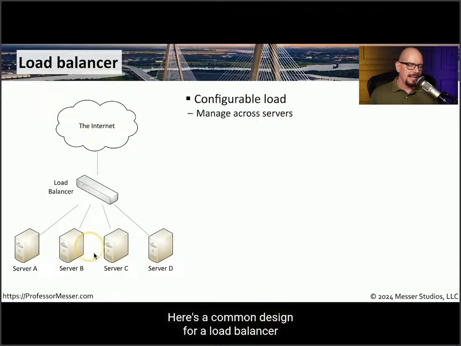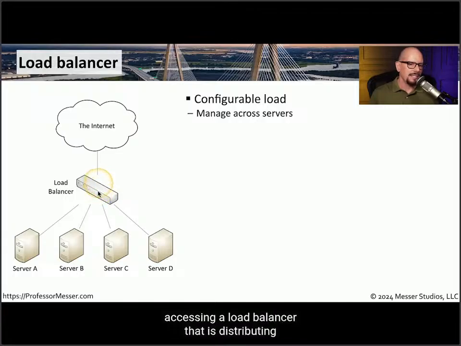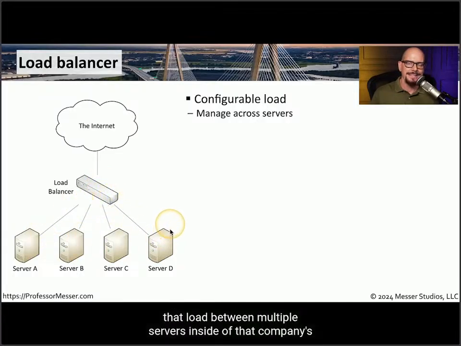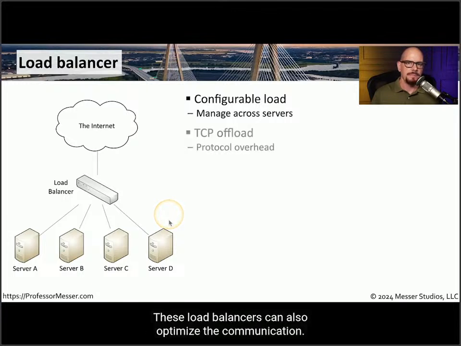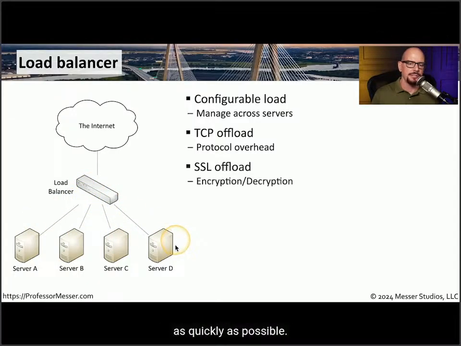Here's a common design for a load balancer where users on the internet would be accessing a service at a location. From the end user's perspective, they're accessing a single server, but they're really accessing a load balancer that is distributing that load between multiple servers inside of that company's data center. These load balancers can also optimize the communication. For example, it may perform TCP offloading so that the communication to all of these servers on the inside of the network is occurring as quickly as possible.